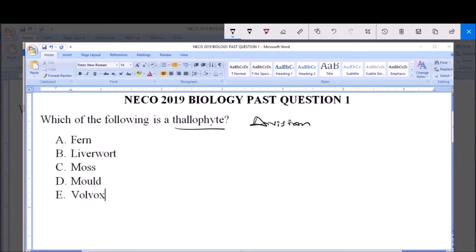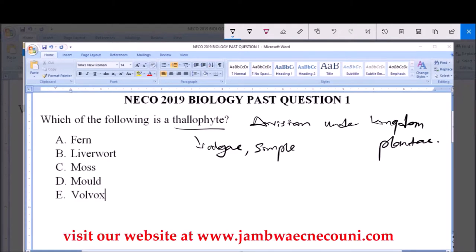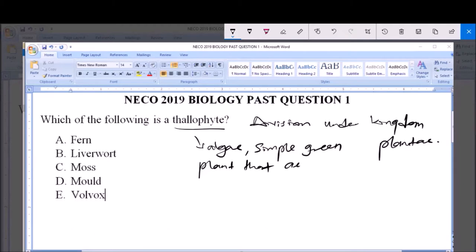Thallophyte is a division under kingdom Plantae, based on classification. Now, thallophytes, also known as algae, are simple green plants that are all aquatic. So you can call them simple aquatic green plants.